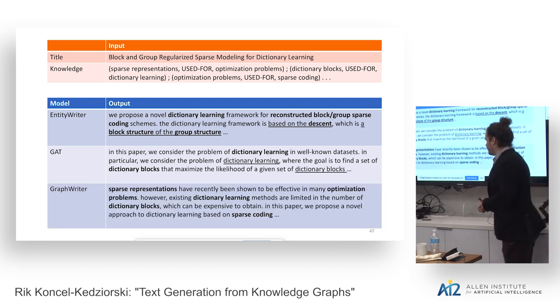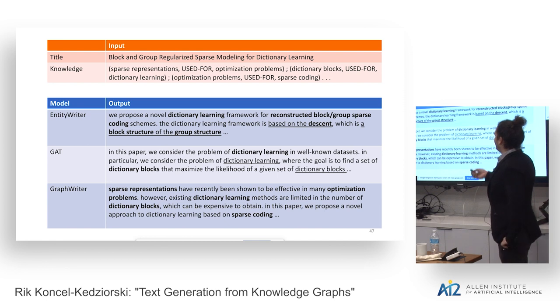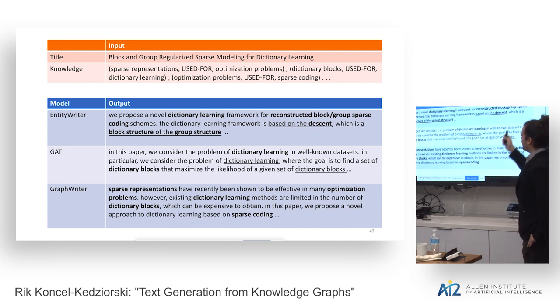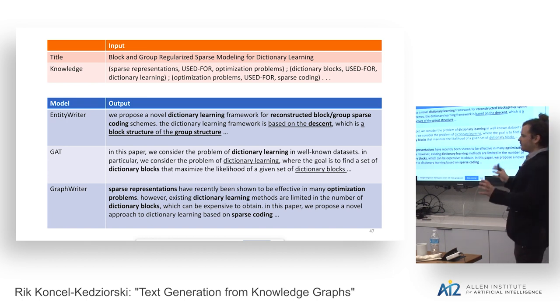The graph writer, on the other hand, in this very cherry-picked example, obviously, does not make any mistakes in the first two sentences. It will start making mistakes in the next two or three. And it also makes use of the knowledge very well. Because the knowledge is strongly contextualized by the graph transforming architecture, it uses those terms in very sensible ways throughout the text.